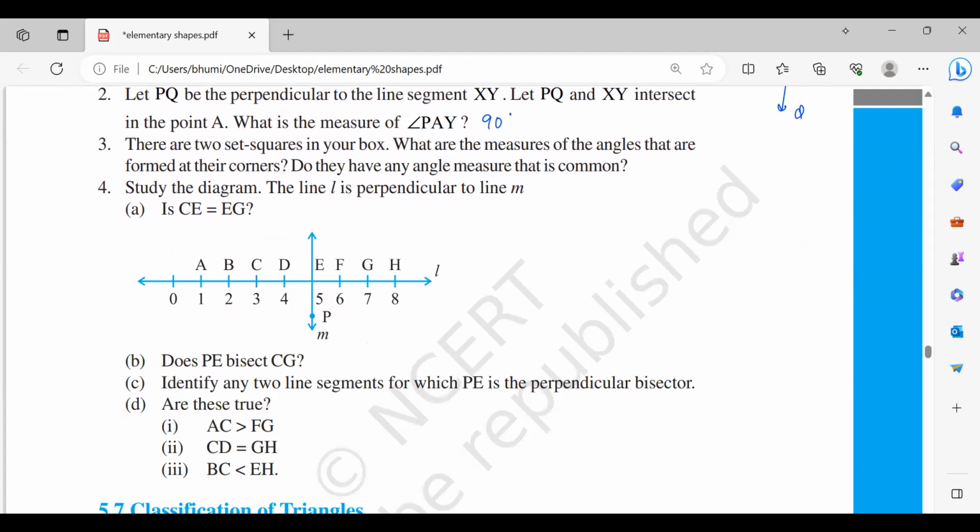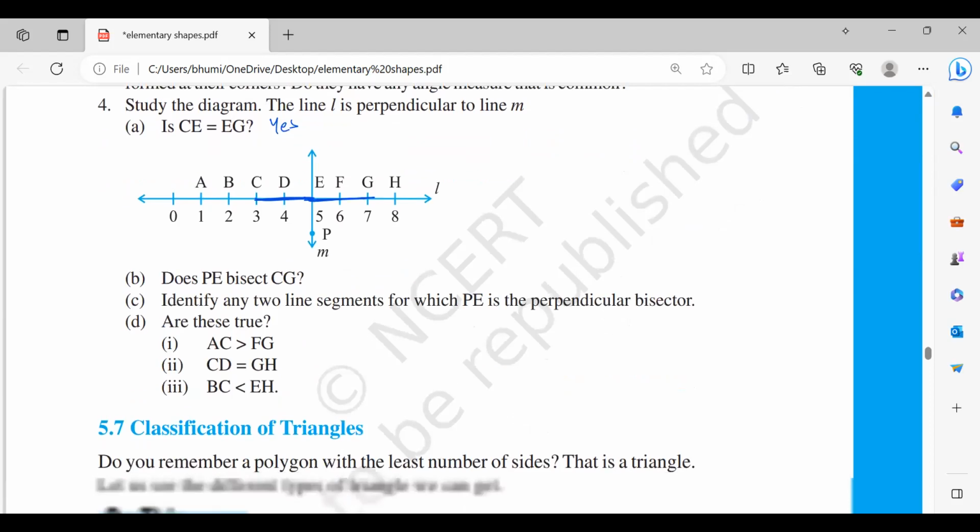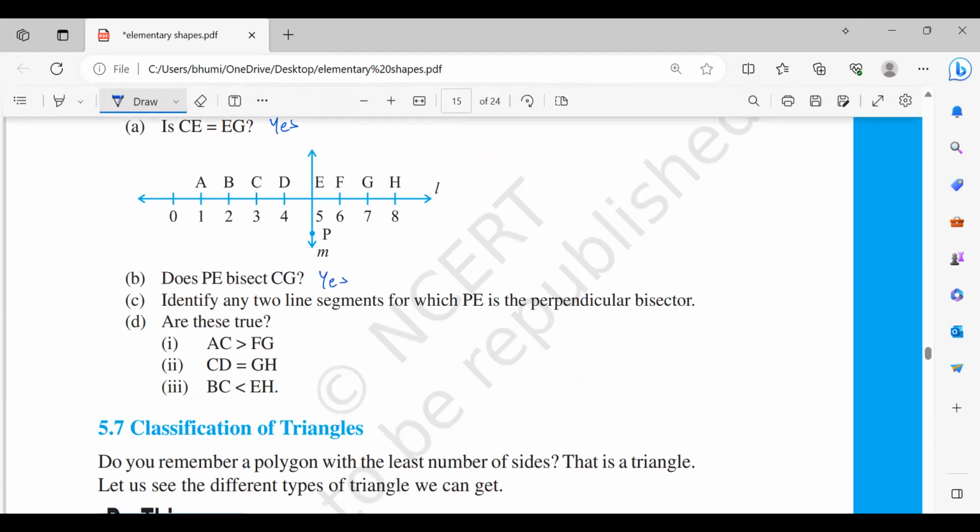Line L is perpendicular to line M. Is CE equal to EG? You just have to measure. Yes, CE is equal to EG. Does PE bisect CG? Yes. Identify any two line segments for which PE is the perpendicular bisector.